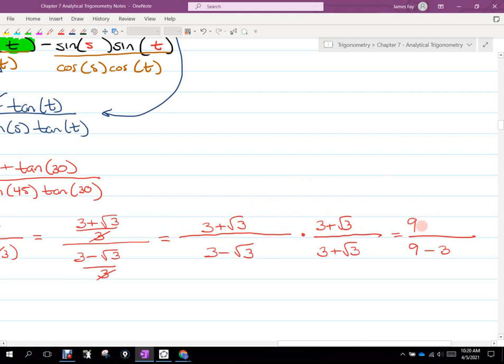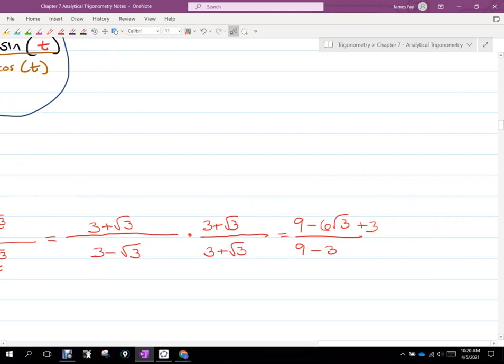So 9 minus 6 radical 3 plus 3. That gives me 12 minus 6 radical 3 over 6, right? I don't know why I made a negative there. My fault. Thank you. So 12 plus 6 radical 3 over 6, and that reduces, correct?